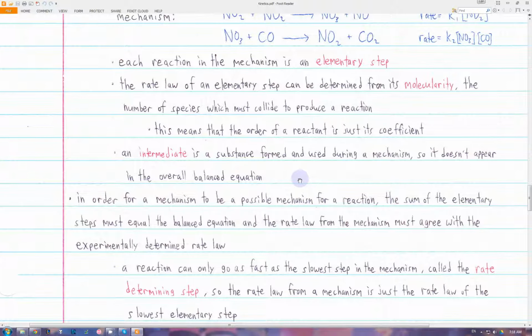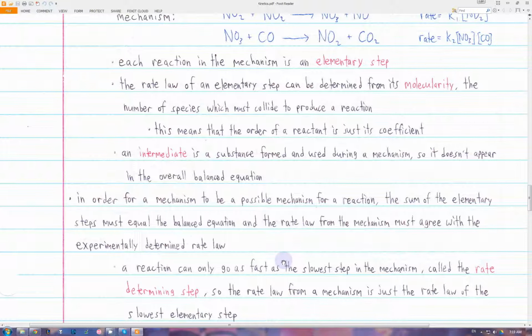So there are many possible reaction mechanisms for a particular overall reaction. And there's actually no way to prove 100% that a particular mechanism is the correct mechanism. So all we can do is see that it is valid. It's a possible mechanism. So in order for a mechanism to be possible for a particular reaction, it has to fulfill two conditions. First, the elementary steps have to add up to the overall balanced equation. And second, the rate law that we get from the mechanism must agree with the rate law for the overall equation that we got through an experiment.